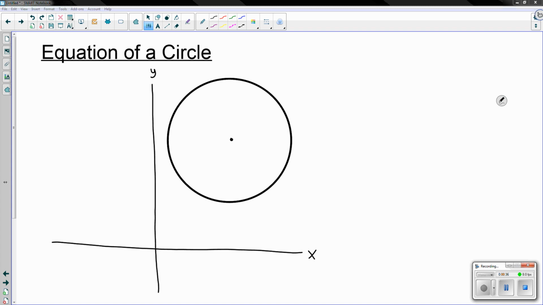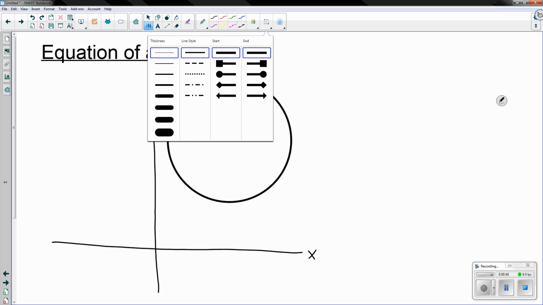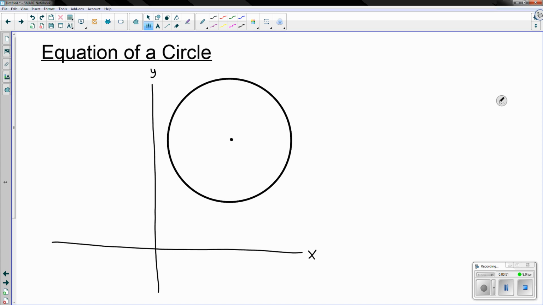So two circles with the same radius are congruent, but the center point is going to come into play for these types of equations because we want to know its location in the xy coordinate plane. So can we come up with an equation that relates the center point and a radius?